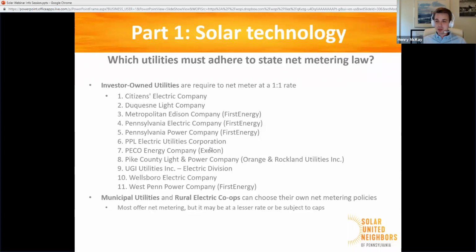And utilities often will try to attack net metering laws essentially because it cuts into shareholder profits. It cuts into their business model of selling more kilowatt hours of electricity and earning a profit on that. So that's one of the reasons it's really important to have a vibrant, robust solar movement in Pennsylvania, so that we can work with you to help defend important policies like net metering.